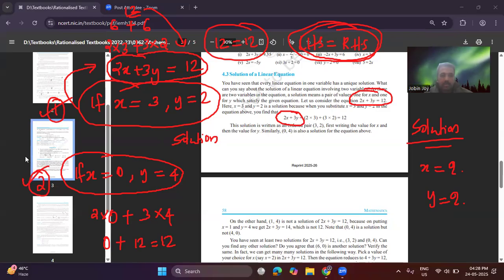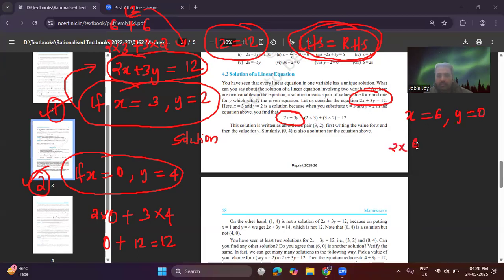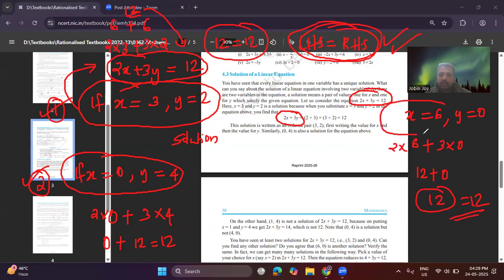I'm trying another solution. If x equal to 6 and y equal to 0, what happens? 2 into x, the value of x is 6, so 12, plus 3 into y, which is 0, is 0. So we get 12. Again, left hand side equals right hand side, 12 is equal to 12. So this is again a solution of the linear equation 2x plus 3y is equal to 12.